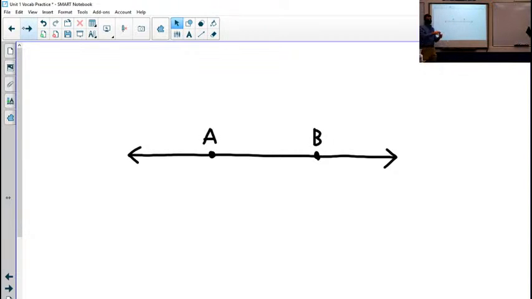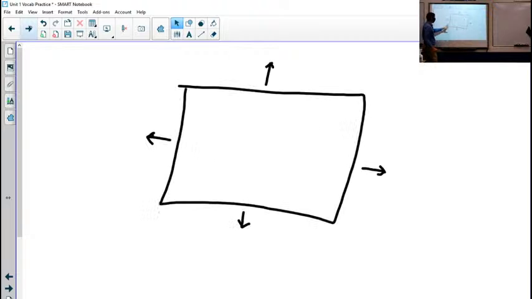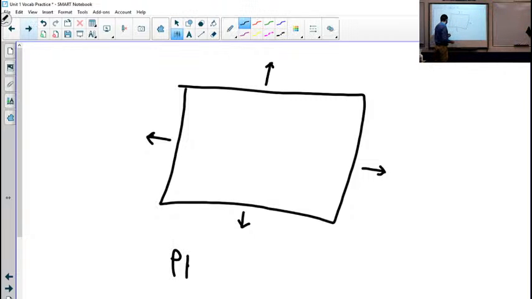So if we have something going on forever in both directions, we have a line. If we have a two-dimensional surface, like this board, and it extended out forever in all directions, what is that called? What was it? A plane. A plane will extend forever in all directions.